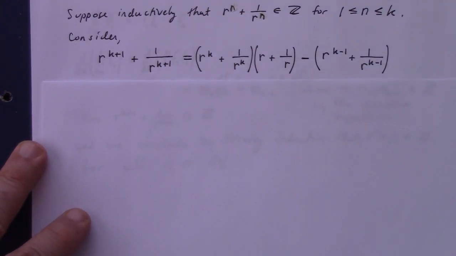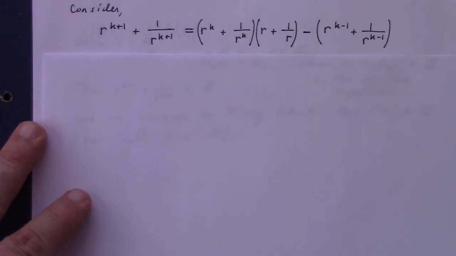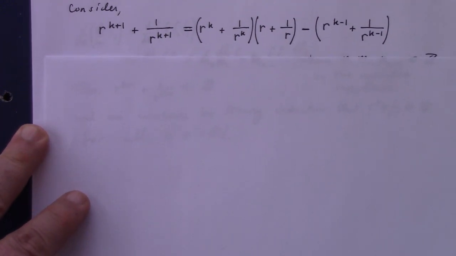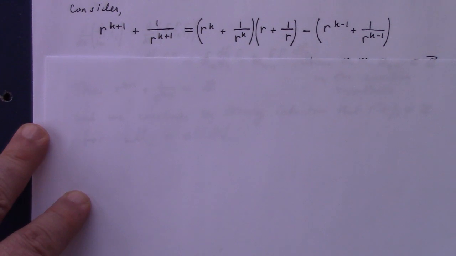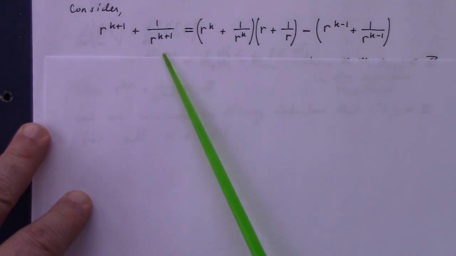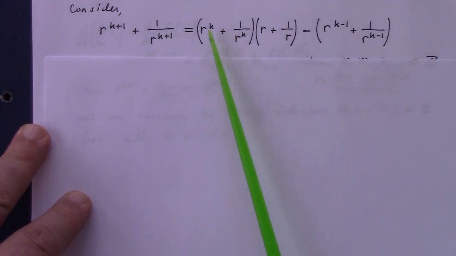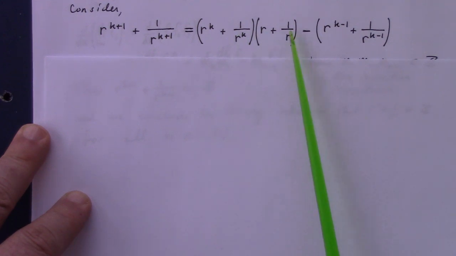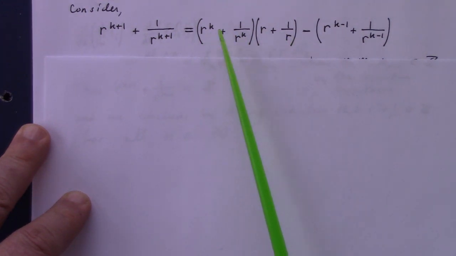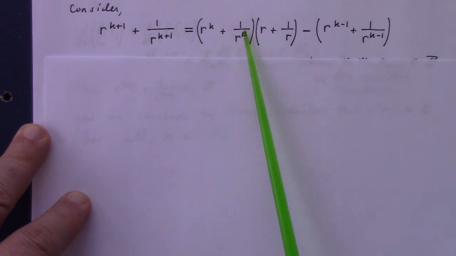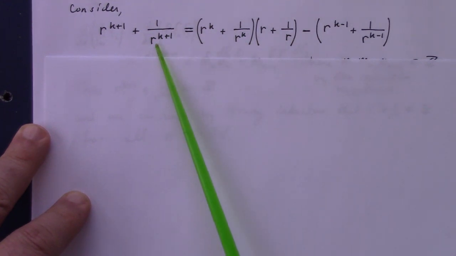Consider then, and this is just a sneaky, sneaky algebra step, that if we do r to the k plus 1 over r to the k plus 1, we can rewrite that as this plus that times this plus that. If we multiply that out, that gets us the r to the k plus 1. This times that gets us the 1 over r to the k plus 1.